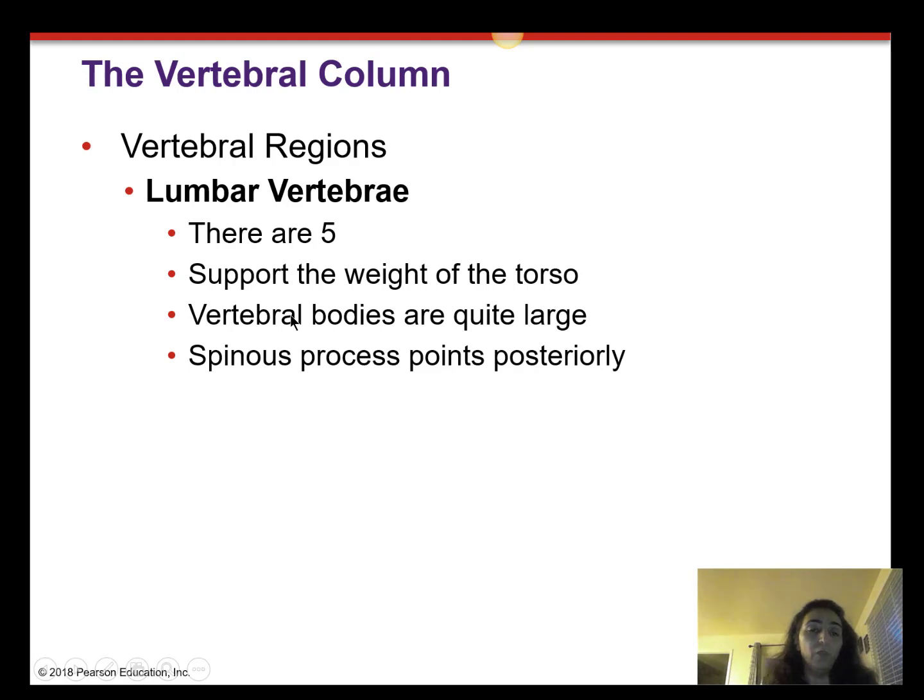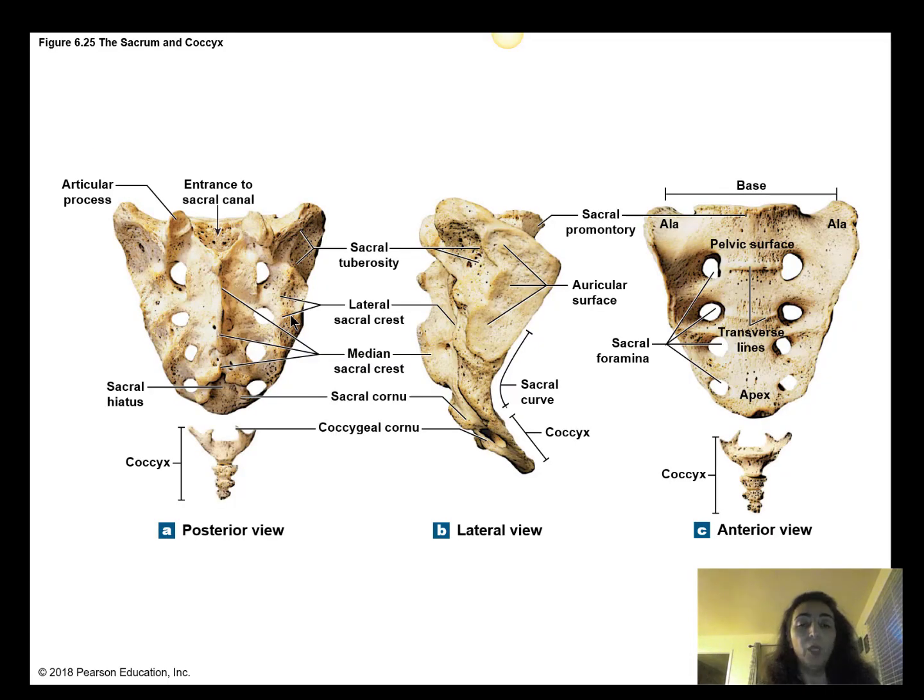So lumbar vertebrae, there are 5 of them, L1 to L5, and they support the weight of the torso. Vertebral bodies are quite large, and spinous processes point posteriorly, not downward. So that was the 3 regions of the vertebra.